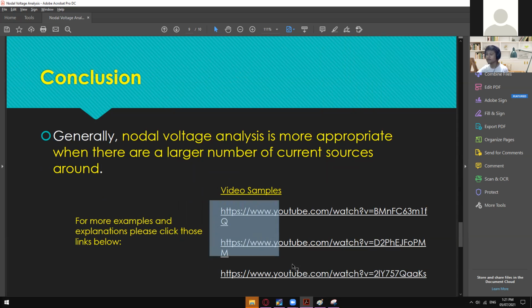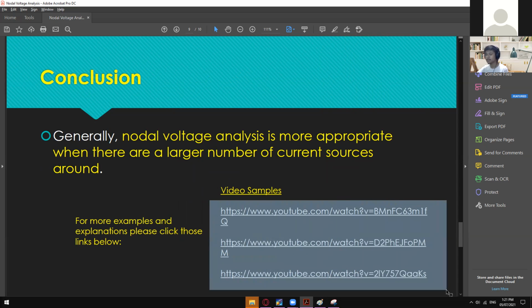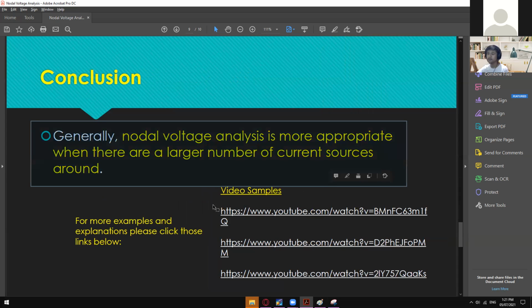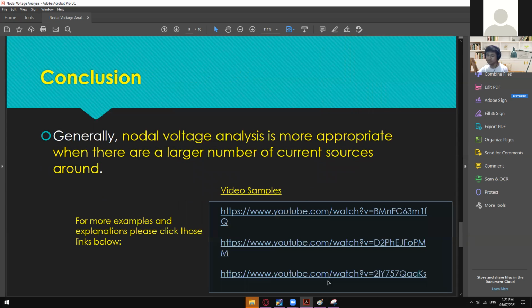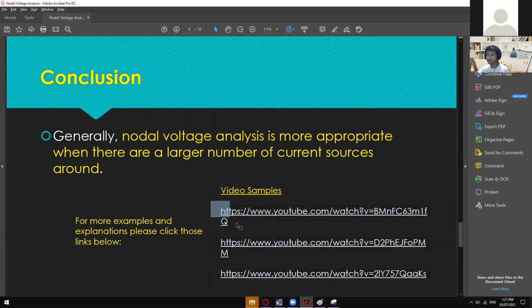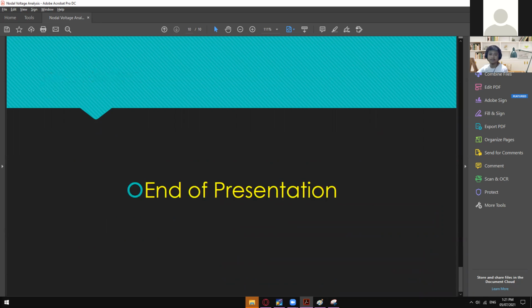Okay, and then if you need more examples, feel free to visit this one. They are free, so don't be shy to click those links. It will give you more explanations and of course more examples. And then of course maybe a different approach on how to solve those individual currents and individual voltages. Okay, so that's it for the nodal voltage analysis theorem.